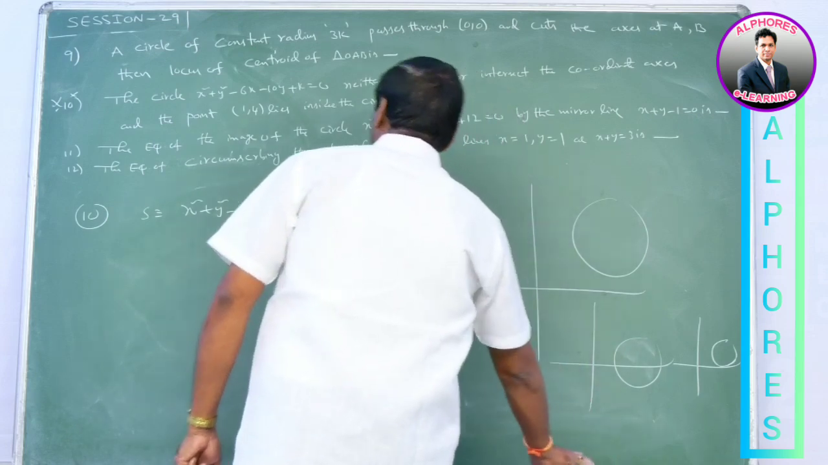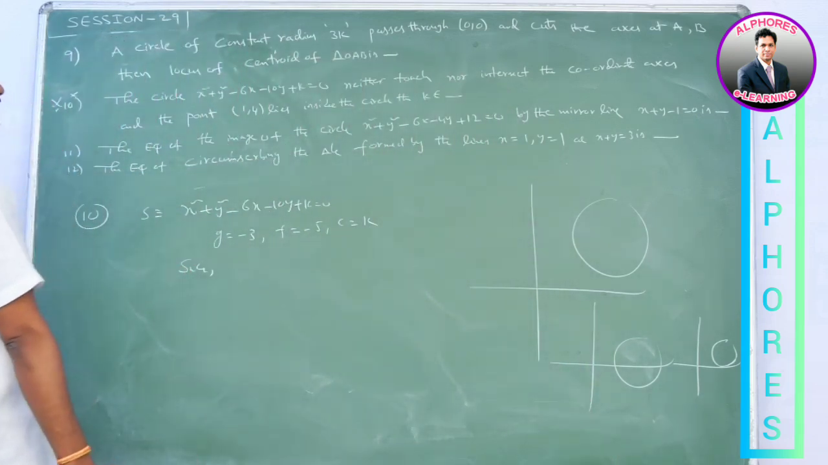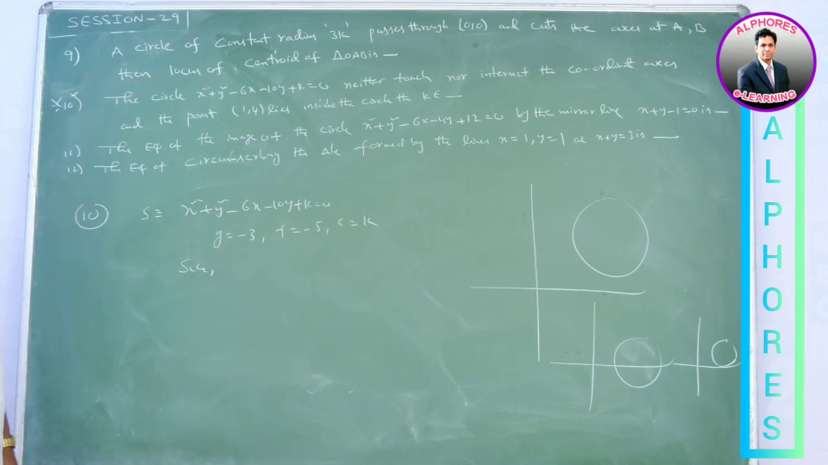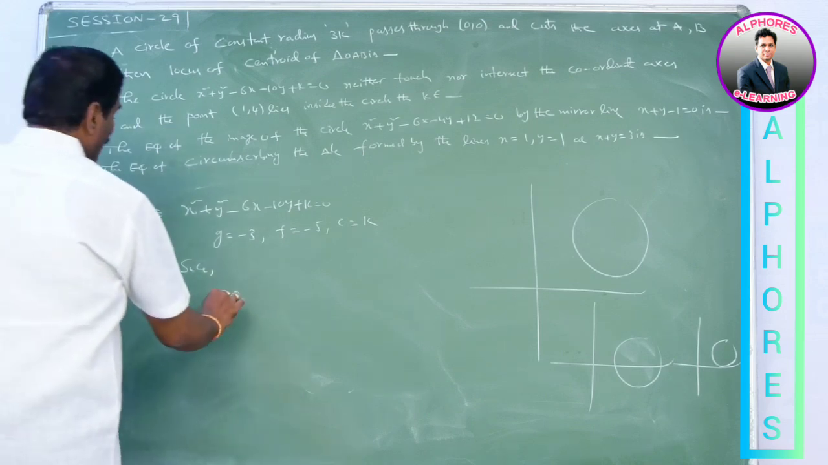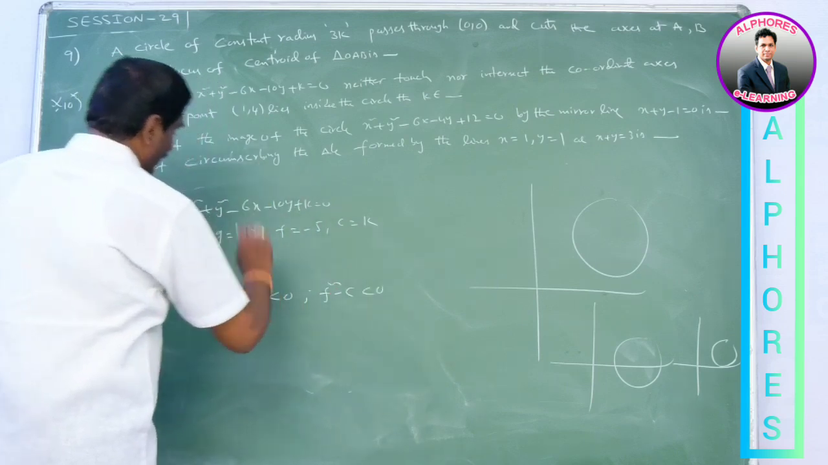Since the circle neither touches nor intersects the coordinate axes, that means it neither touches nor intersects the x-axis, and neither touches nor intersects the y-axis. That means g square minus c less than 0, f square minus c less than 0.